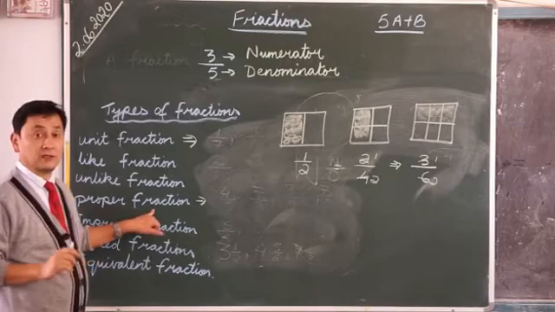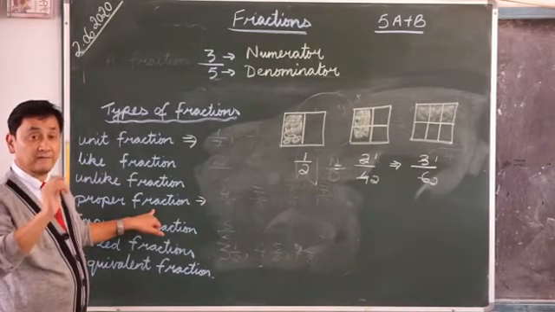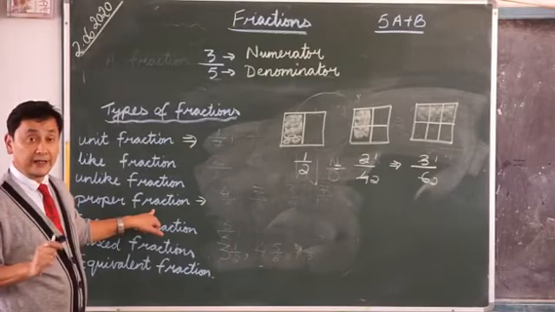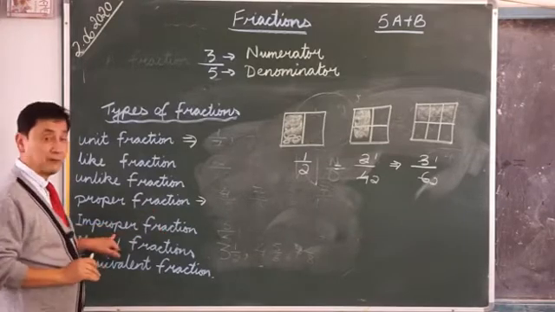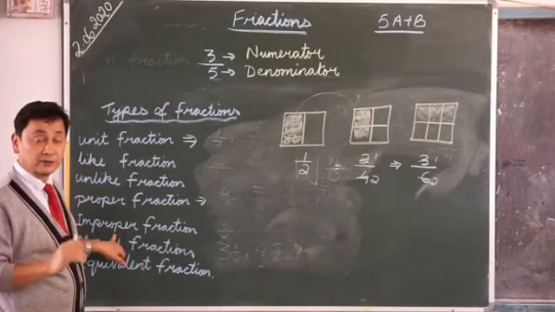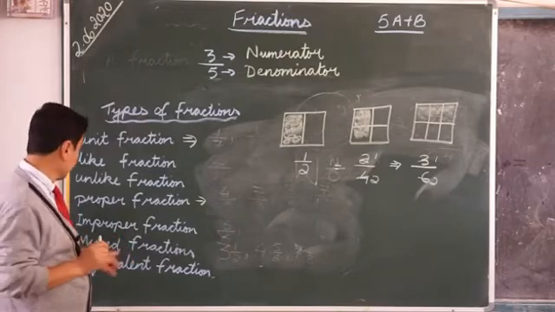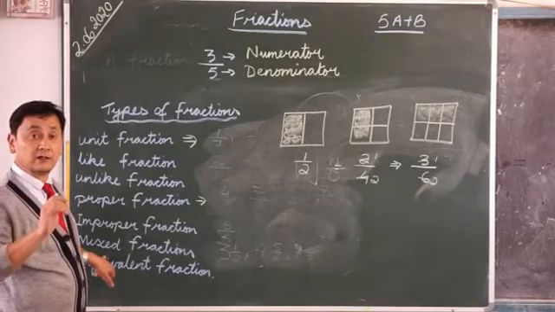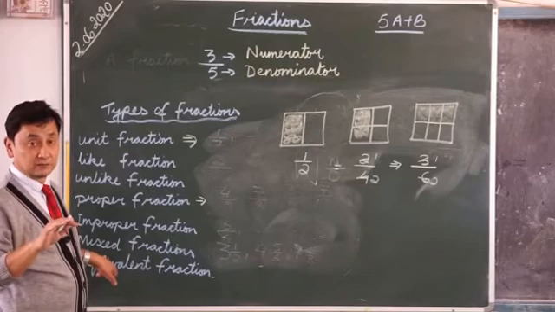Proper fraction, the numerator should be smaller than the denominator: 5 upon 6, 7 upon 8, 10 upon 20. The numerator should be smaller. Improper fraction, the numerator is bigger: 10 upon 7, 11 upon 5, 15 upon 8. Then we have a mixed fraction. A mixed fraction, you have a whole number and a fraction.